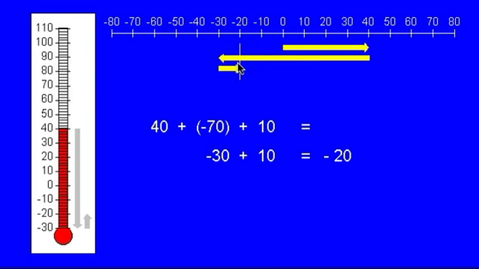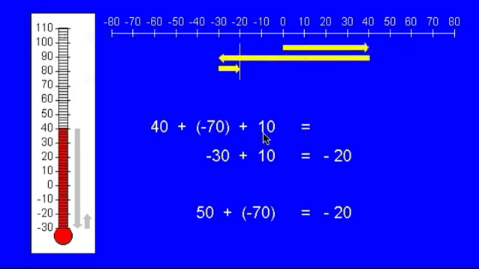And then if the temperature goes up 10 degrees from there, that 10 degrees cancels out 10 of this, leaving 20 negatives. So again, you subtract their absolute value. 30 minus 10 is 20, and take the sign of the larger.